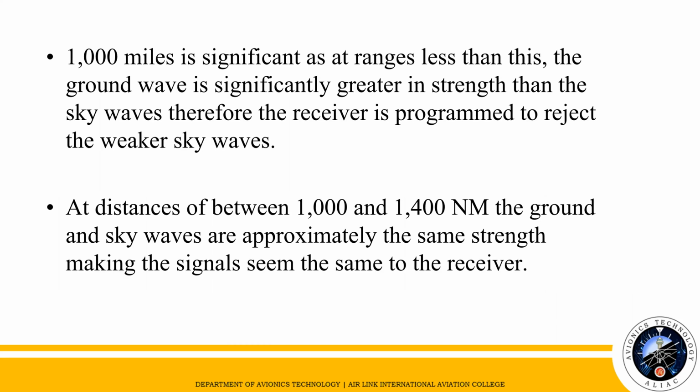So 1,000 miles is significant as within this range, the ground wave is significantly greater in strength than the sky wave. Therefore, the receiver is programmed to reject the weaker sky wave. At a distance of between 1,000 and 1,400 nautical miles, the ground and sky waves are approximately the same strength, making the signal seem the same to the receiver.